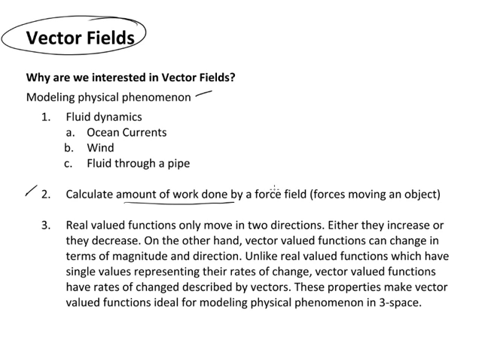And also, real valued functions, when we think about it, really only move in two directions, either the increase or the decrease. On the other hand, vector valued functions can change in terms of magnitude and direction. So unlike real valued functions, which have single values representing the rates of change, vector valued functions have rates of change that are actually vectors. Now, these properties make vector valued functions really ideal for modeling physical phenomena in 3-space. And that's what we're really talking about here.